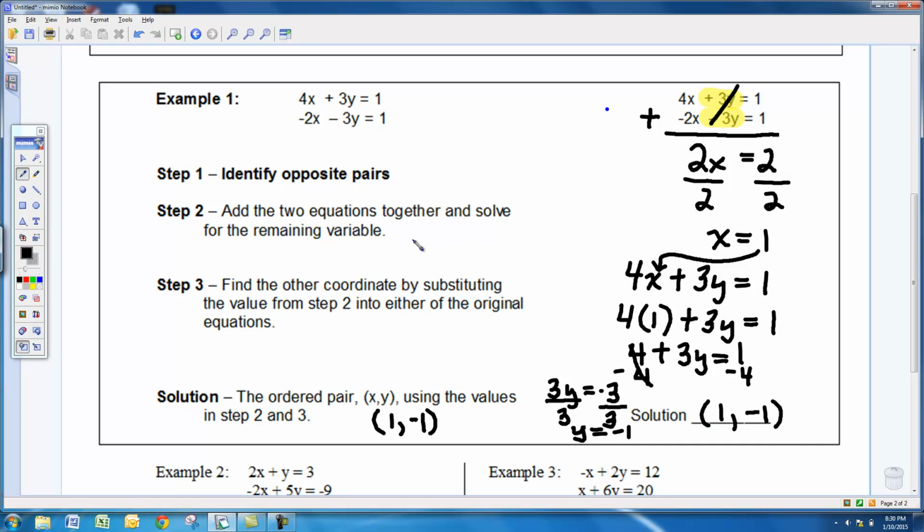So let's go through those steps again. The first thing we did was to identify opposite pairs. Then add the two equations together. When we added the two equations together, the y's canceled out and left us with an equation that had only x. We solved that equation for x. Then step 3 was to plug in 1 for x and solve the resulting equation for y. And then the last step was to write our solution as an ordered pair.